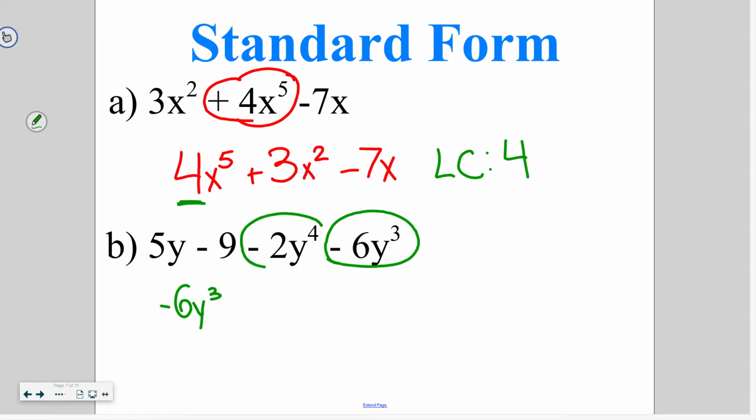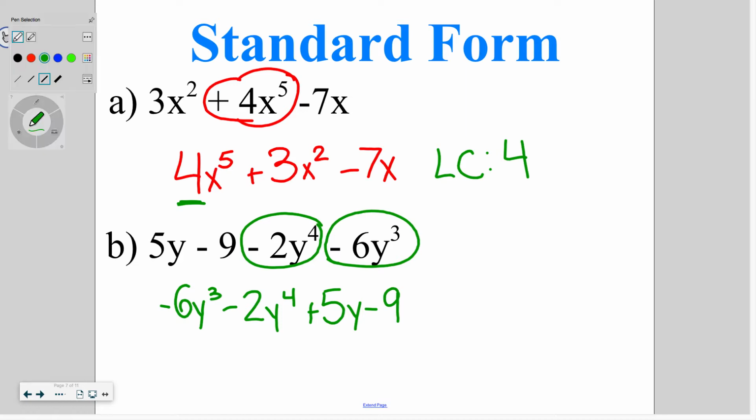Then we've got our negative 2y to the fourth as our second term, so we're subtracting those. Then we've got a positive 5y and a negative 9. Numbers always come at the end because they do not have a variable. Then again, we want to look for our leading coefficient, and in this case, it is a negative 6.